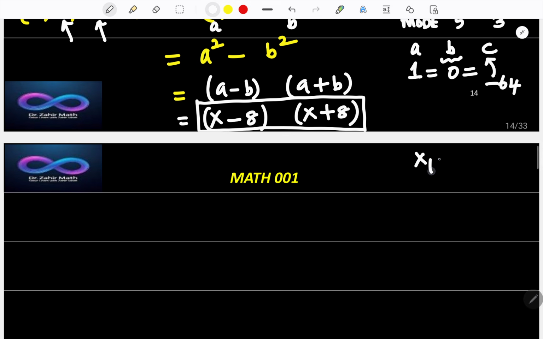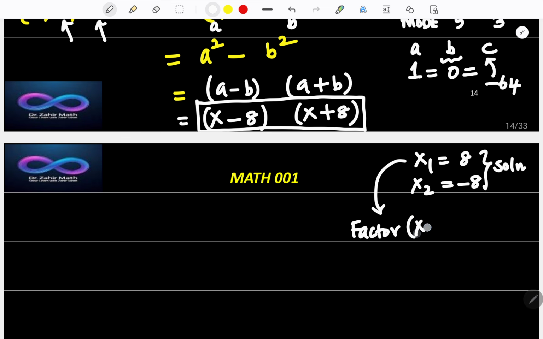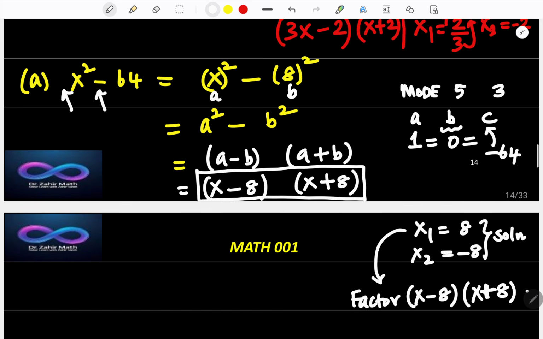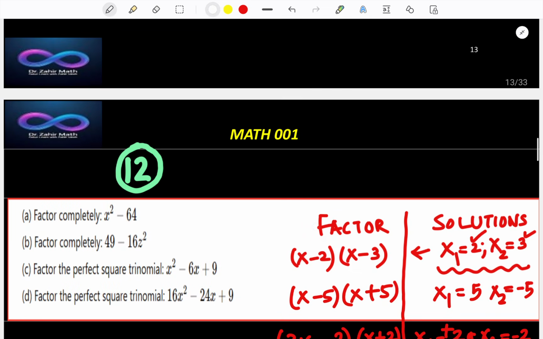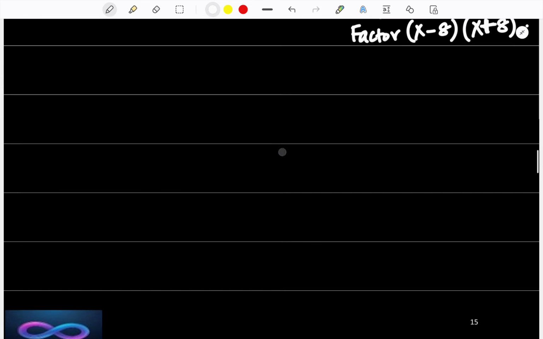So you will get x1 is equal to 8 and x2 is equal to negative 8. This is called solution. So you're going to write the factor. How are you going to write the factor? If it is 8, you write x minus 8. If it is minus 8, you write what? x plus 8. Clear all of you? Right. So using the formula is better, but still, if you are not able to do it, then you can use the calculator and check it out. No problem. How many questions do we have? 4 questions. Let's go to the next question.